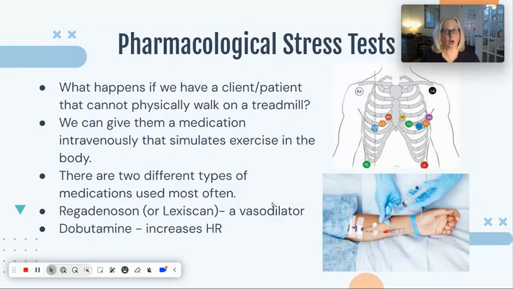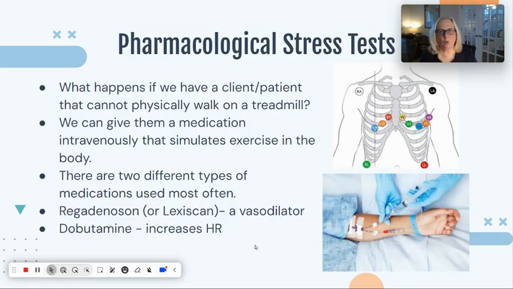Dobutamine is going to get that heart rate up to target heart rate, which is where we want to be. Regadenoson won't necessarily get it to the target heart rate, but we're vasodilating and doing all the other things, so it's an easier way to do the test. Dobutamine takes forever. It actually takes longer than treadmills because it takes a long time to get their heart rate up to the target. But either one is almost as effective as walking on the treadmill. You're just not getting that exercise capacity part of it.